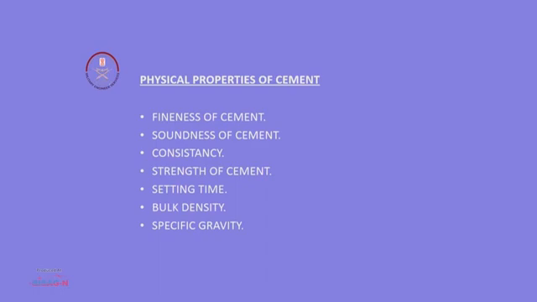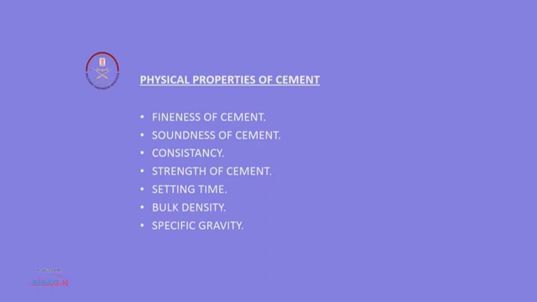Likewise, consistency. Consistency of cement refers to the ability of cement paste to flow. With the Vicat test, we can measure the consistency of cement. Then strength of cement, in which a mold of cement with sand is made and the strength is checked. Like setting time: in the setting time test also, a mold of cement is made, a penetration test is carried out, and based on how much penetration is seen, the setting time is measured.